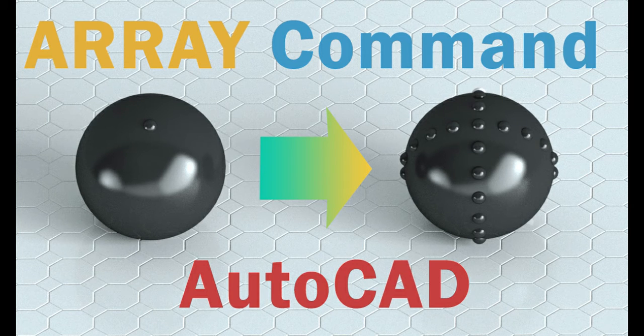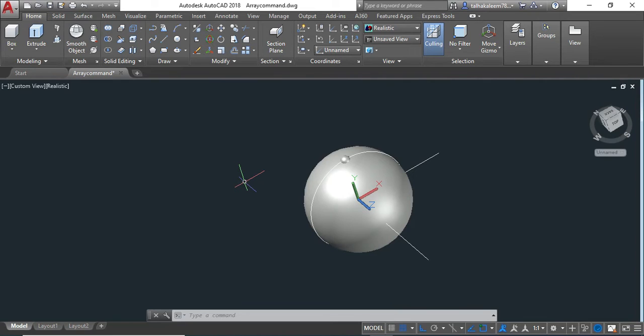Friends, today we are going to discuss the array command of AutoCAD. So let's do it. For your information, the array command can be applied to 2D drawings as well as 3D objects, and the procedure to use this command is the same for both.